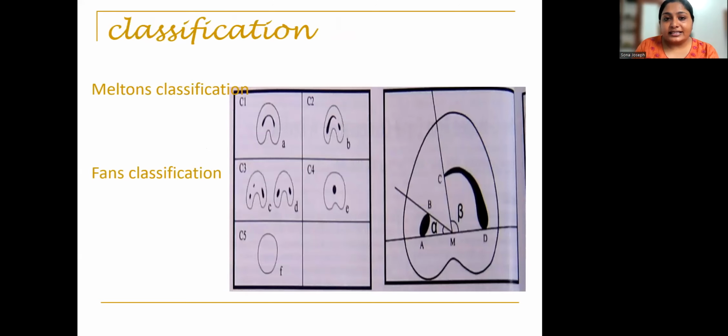Melton and Fan have given a classification for the C-shaped canal. As you can see in the picture, it can be just a thin strand of 180° or more, a continuous strand, or it can be separate canals also, with 1 or 2 or 3 or even multiple discrete canals in a C shape. We will not go into Melton and Fan's classification in detail. Just know that Melton and Fan's classification is for the C-shaped canal.